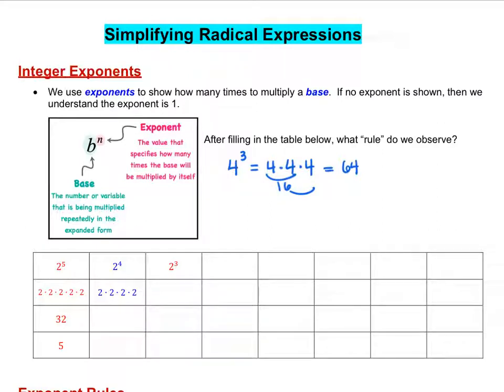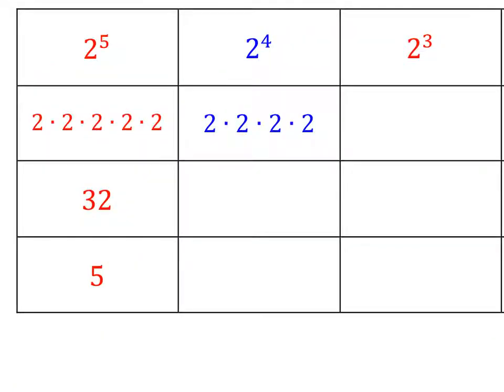Now you'll notice that this section is about integer exponents, which means we can have positive, negative, and zero exponents applied to our base. So we've got a little table here. We're going to fill out that table, and we're going to start with the column all the way on the left, which reads 2 to the 5th power. 2 to the 5th power means that we are multiplying the number 2 1, 2, 3, 4, 5 times.